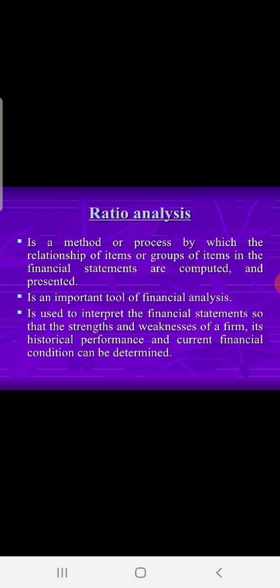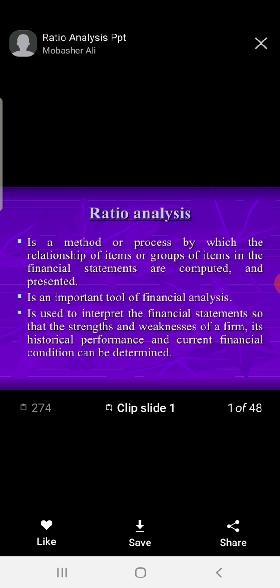It means that with the help of ratio analysis, you not only analyze the financial statement, but it also identifies the strengths and weaknesses of the firm, and it gives you suggestions regarding performance and the comparison of present performance with historical performance. This is all about ratio analysis. I am again going to revise the definition of ratio analysis. It is the method or the process by which the relationship of the items or group of items in the financial statement is computed and presented.